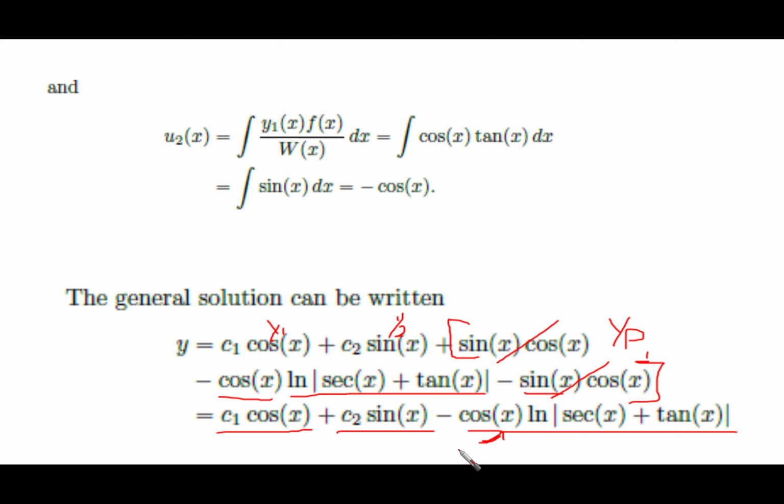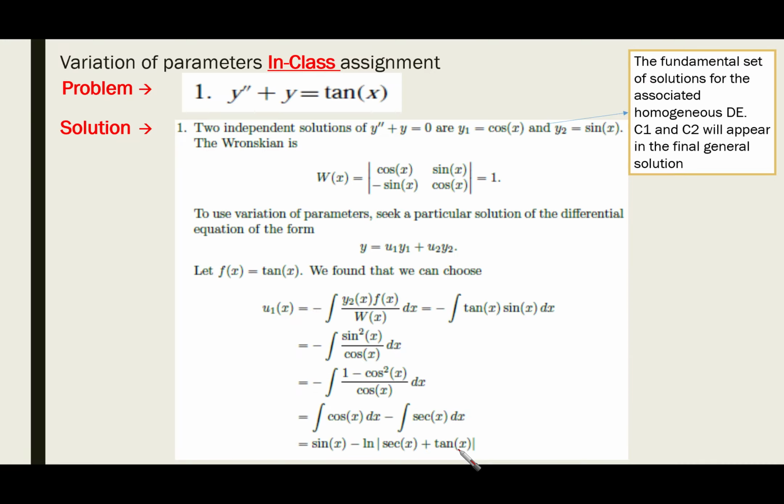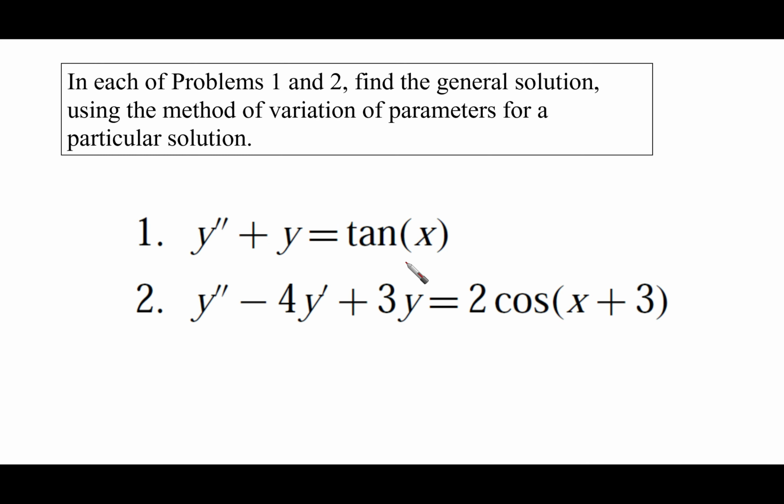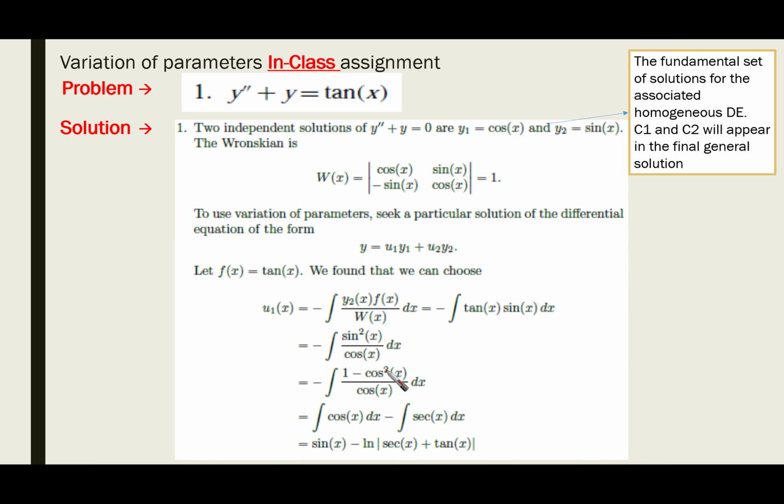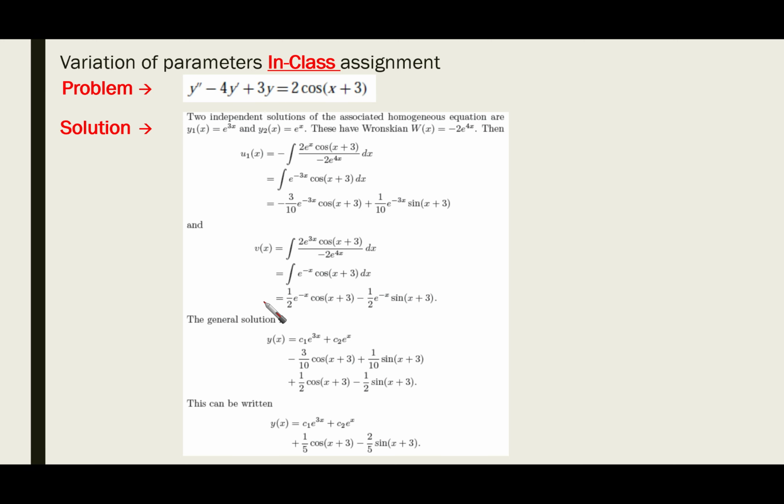Okay, now let's go to the second equation, or the second problem, which is this problem. Let's go and solve it here. So this is our problem here. The right hand side is going to be f of x. This is the right hand side, and the left hand side is going to be y double prime minus 4y prime plus 3y.